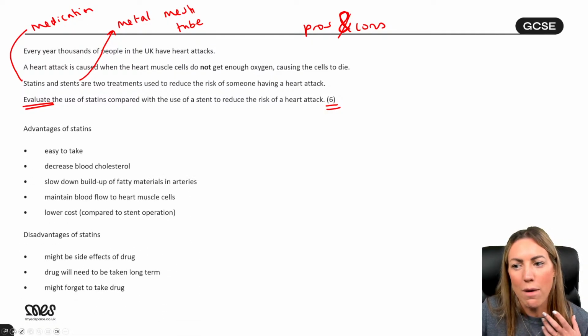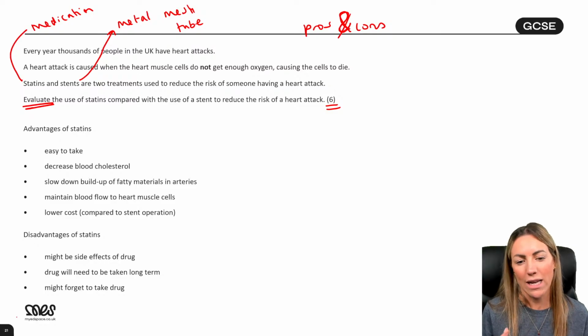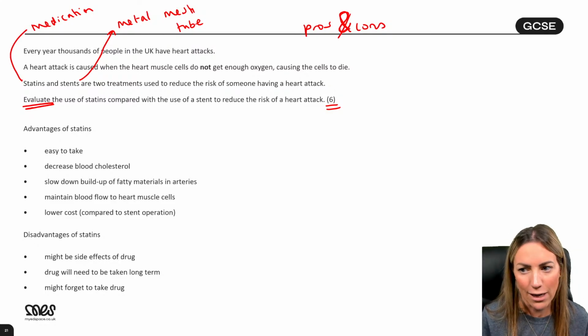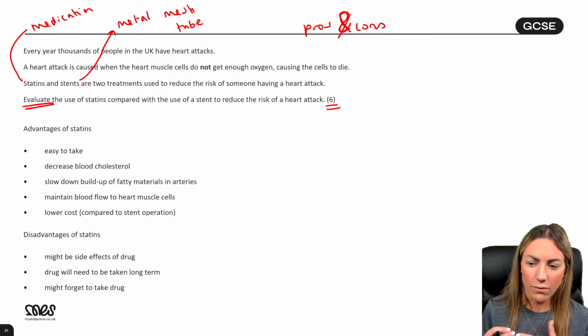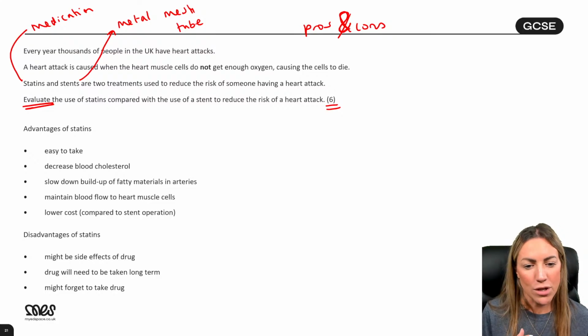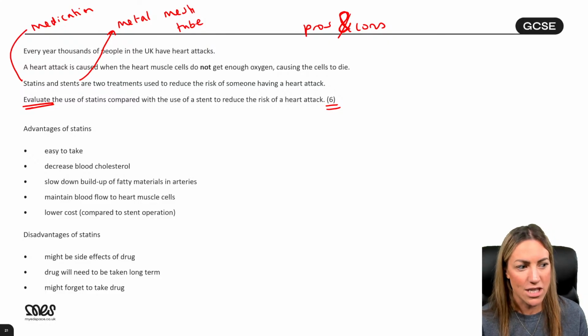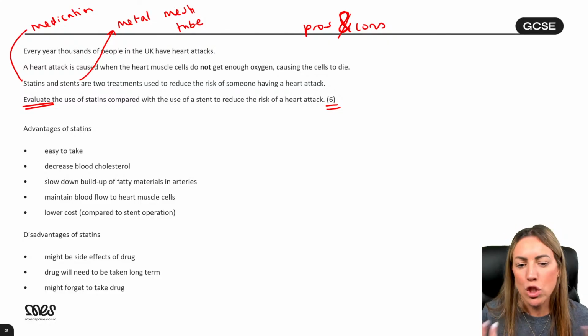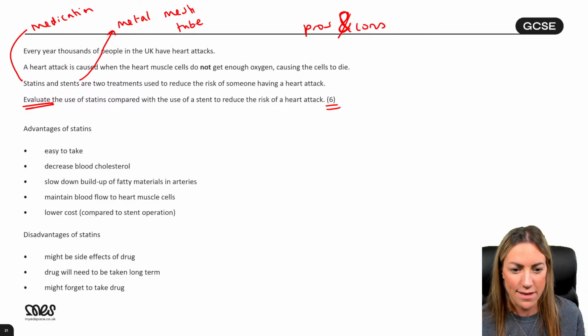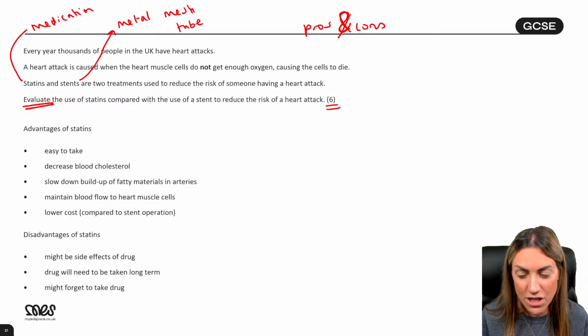I'm going to show you a mark scheme. Now, I know we're going quite quickly, so I don't want you to write all of this down, but I'm going to suggest, because this was a 6 marker, you would need 3 points for statins and 3 points for stents. So say 2 advantages of statins, 1 disadvantage. Maybe choose 2 advantages and 2 disadvantages to write down just to help with your revision.